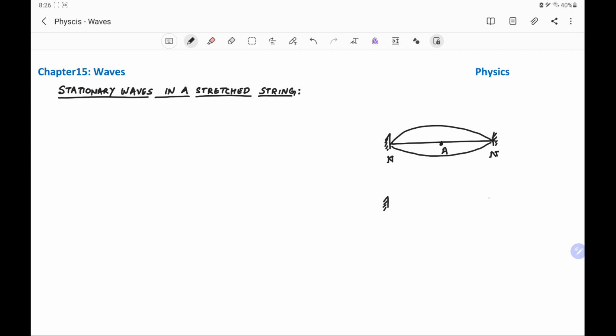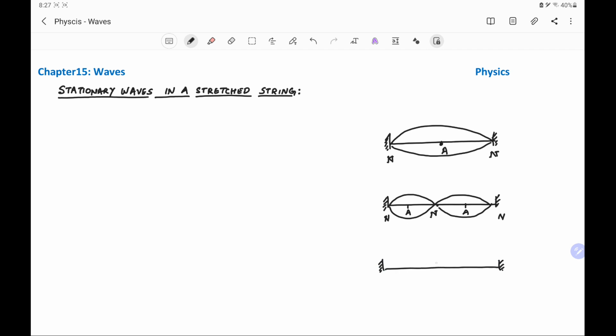Further, there may be two loops, because the fixed end always forms the nodes. So the other possibility of the oscillation is that there are two loops. That means in between there is one more node, and between two nodes there are antinodes. The oscillation may be in three loops or more.